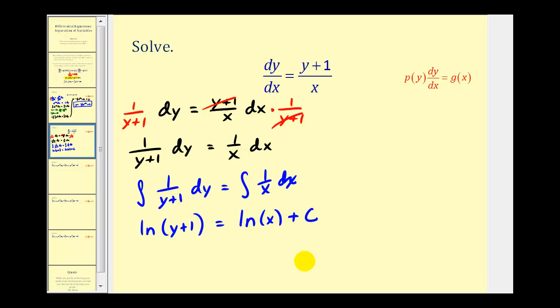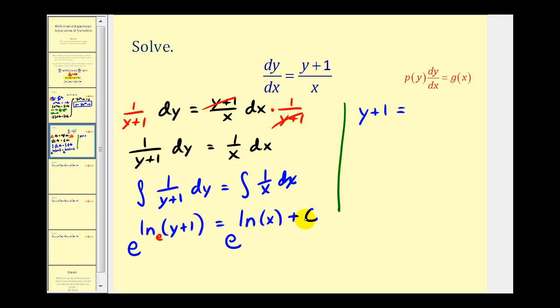Now this is our solution, but normally you won't see it left in this form. If this equation is true, then e raised to this power must equal e raised to this power. And in this form we can apply properties of logarithms to simplify this further. Remember, if this base and this base are the same, the left side simplifies nicely to y plus 1.